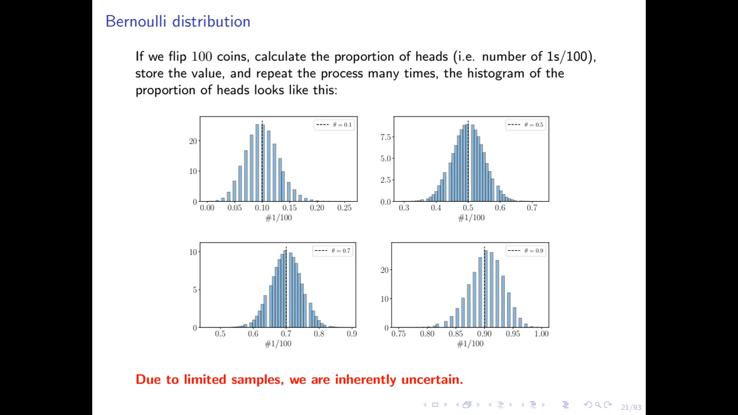randomness in the data. If we make it 70%, it looks like this, for example, but we might observe a 55% or even an 85% proportion of it. So the important takeaway from this is, if we have limited data, we are inherently uncertain.